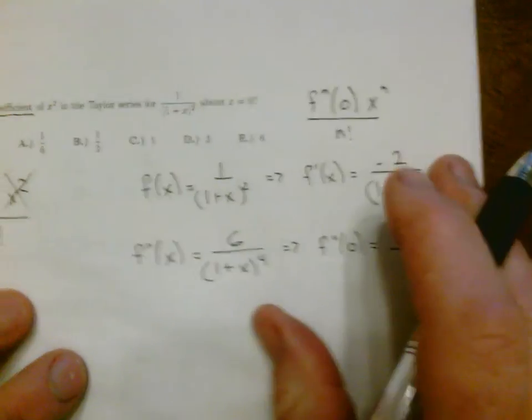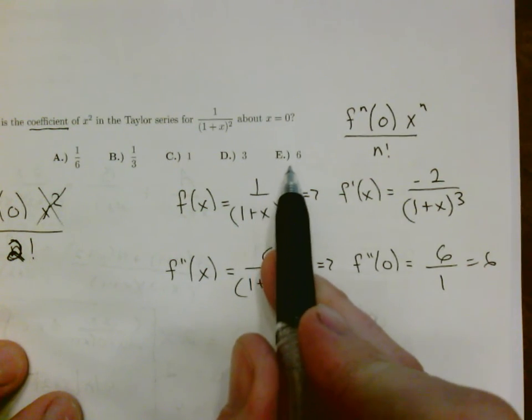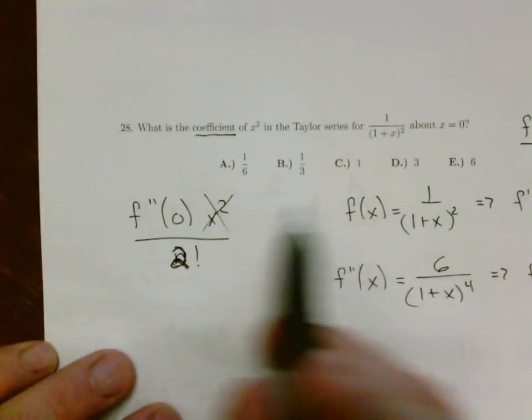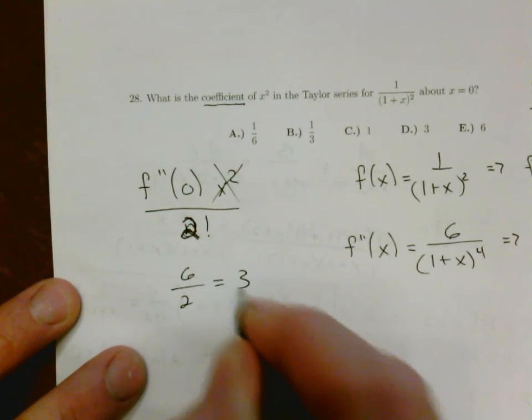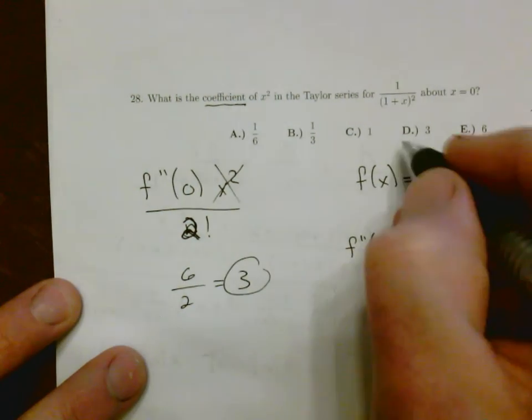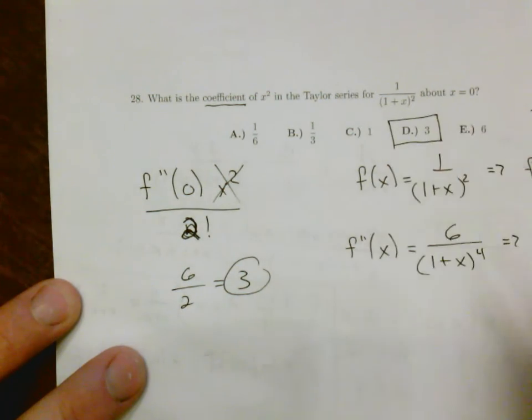Okay, now notice they're baiting you to go and answer this, but we know it's not that because we have to go back and plug it into this. So 6 all over 2, which is going to give me 3. So the answer is D, which is 3.